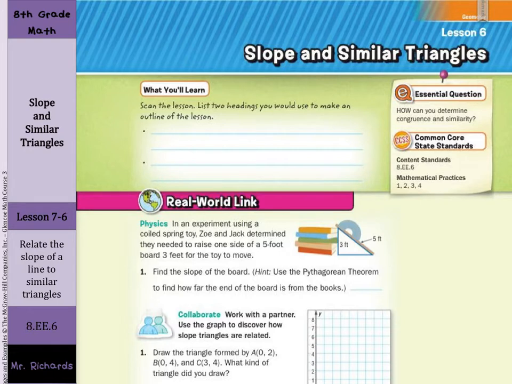Our objective is to relate the slope of a line to similar triangles. Let's see what we'll learn today.